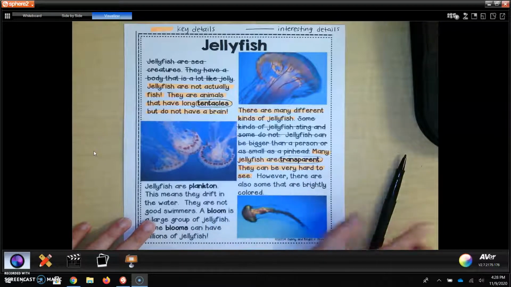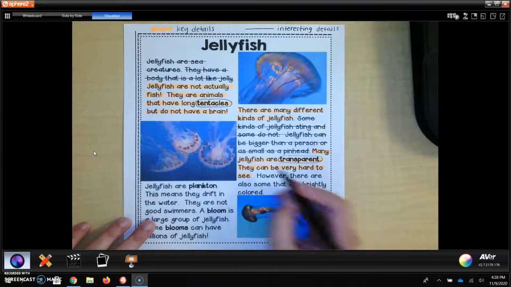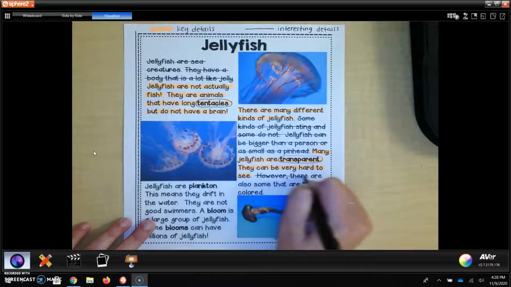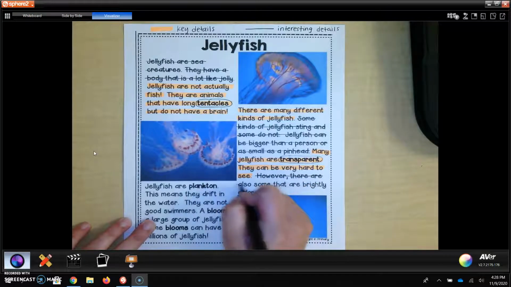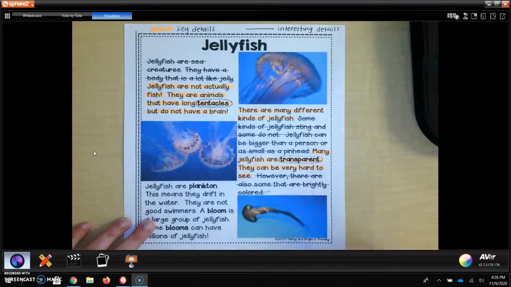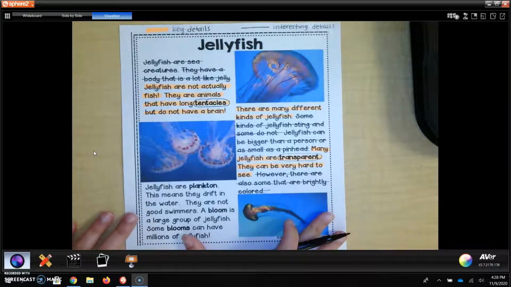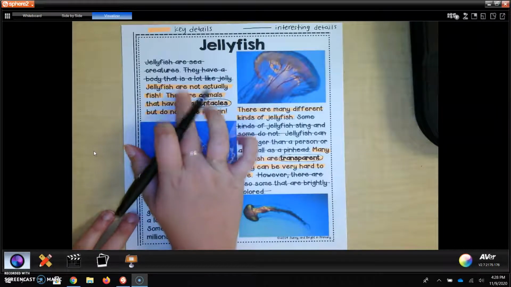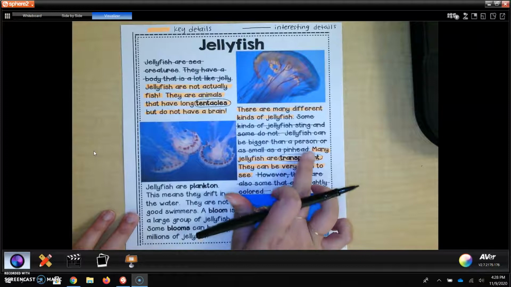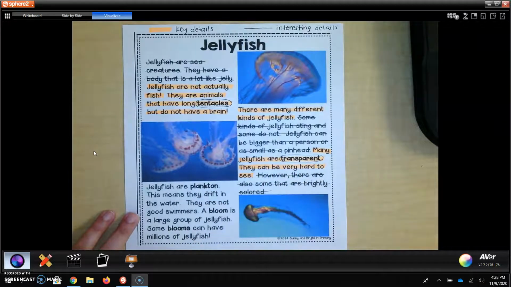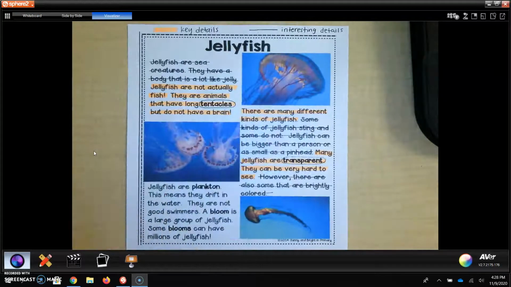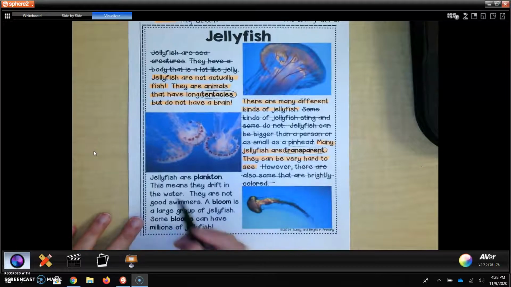However, there are also some that are brightly colored. Once again, just a fun little additional fact, not major when learning about jellyfish. Okay, so far we've had about 1, 2, 3, 4, 5 key details, and the rest have all just been kind of cool, interesting, extra facts about jellyfish. Now let's go to our last one.